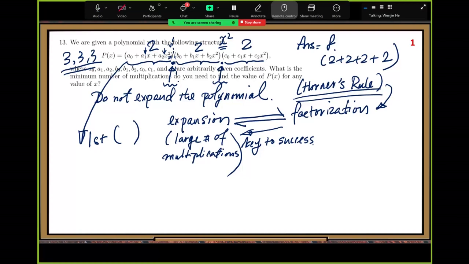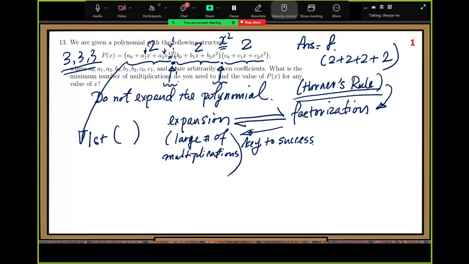After this class, because your old habit is still very strong, for many students your old habit is without using Horner's rule, and Horner's rule is new for you. So whenever you need to evaluate a polynomial, you always need to think about Horner's rule. Just memorize the result of Horner's rule: the number of multiplications you need is the same as the degree number.